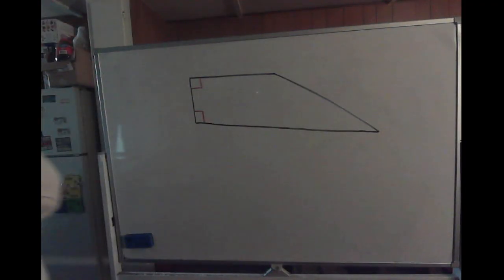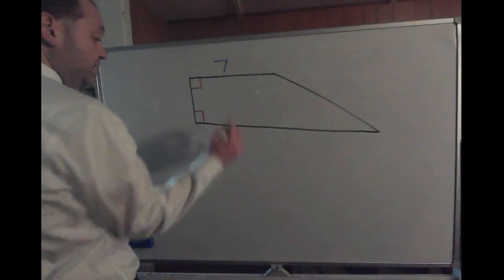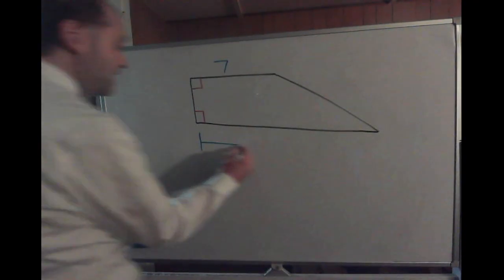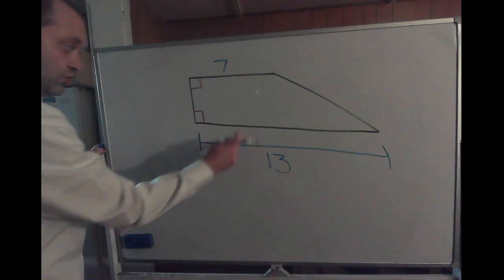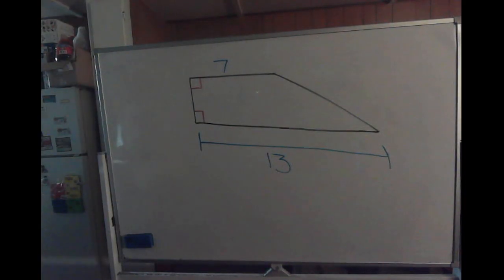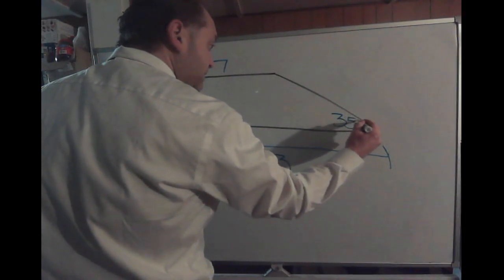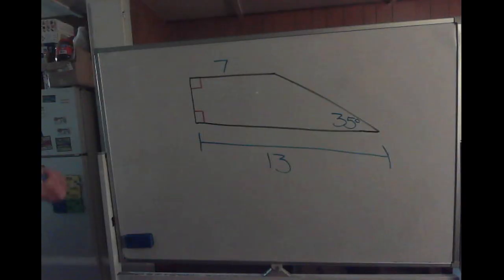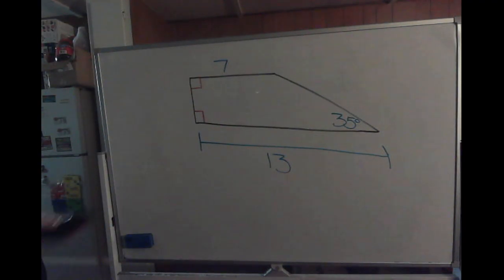What else are we given here? This has a length of 7. This whole side here has a length of 13, we can clearly see these are your two bases. And then this is a 35-degree angle. So you have a trapezoid in which you have the length of both bases, you just don't know the height. And we can't find the area until we know the height.